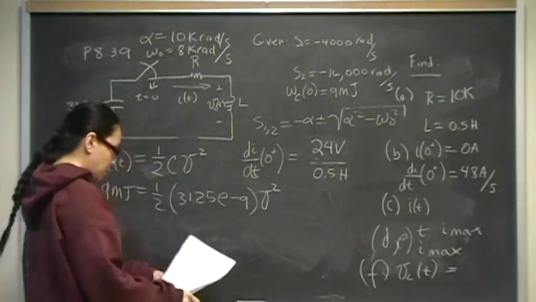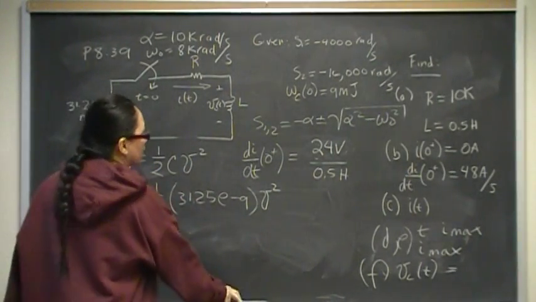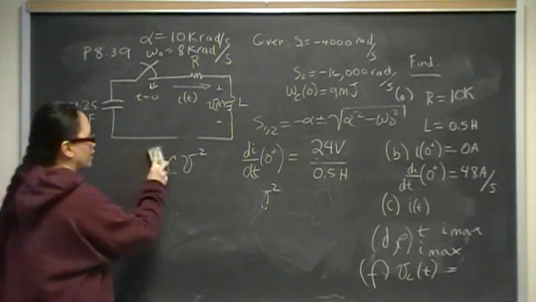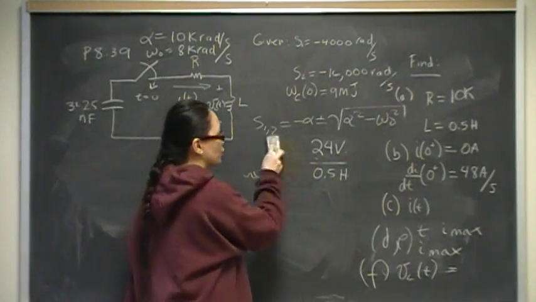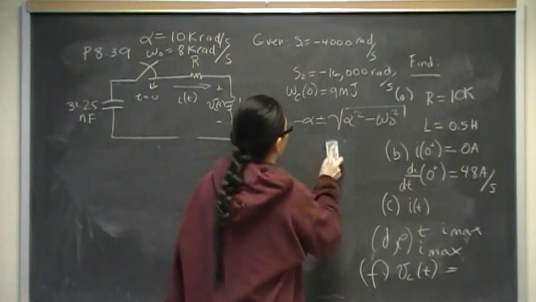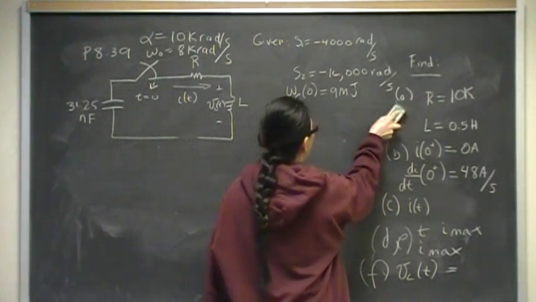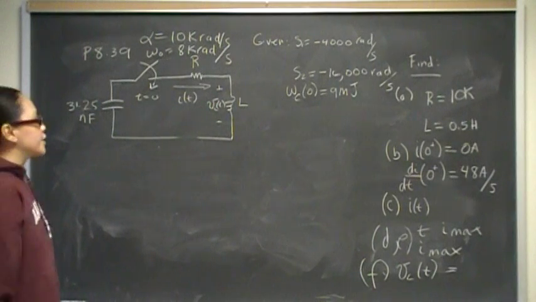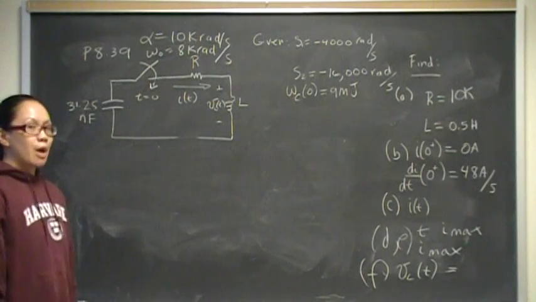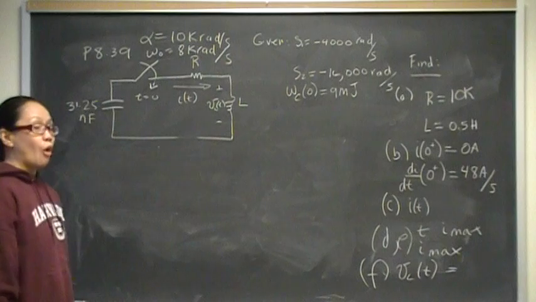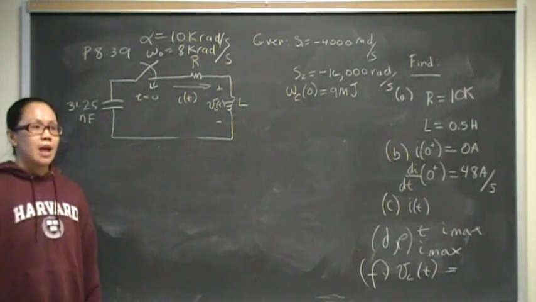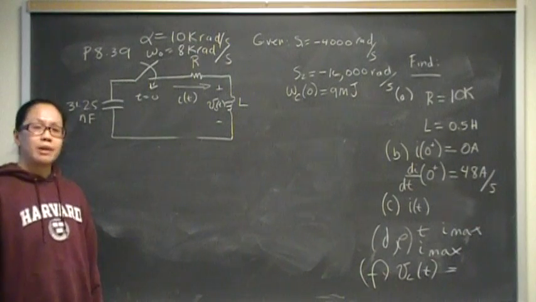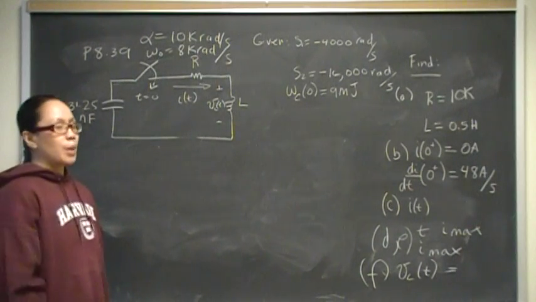All right, and that is the answer to part B. Part C is finding the general equation for the inductor current. To do that, we have to know there are three ways that a circuit can respond. It can be critically damped, it can be overdamped, or it can be underdamped. And depending on the type of damping you have going on, you're going to use different sets of equations.